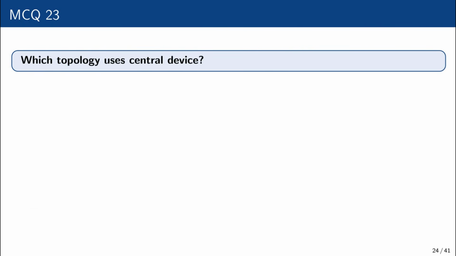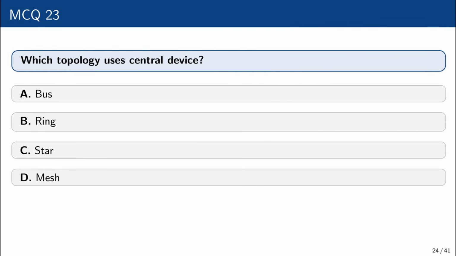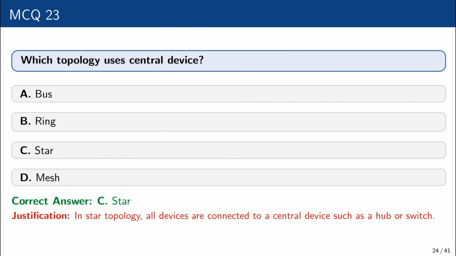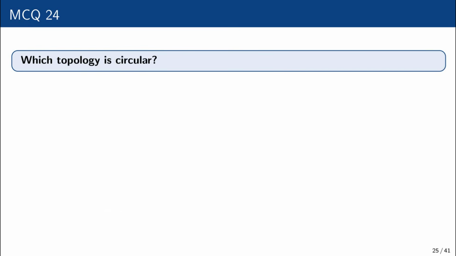Question number 23. Which topology uses central device? Bus, ring, star, or mesh? Star topology. Because in star topology, all devices are connected to a central device such as a hub or switch.